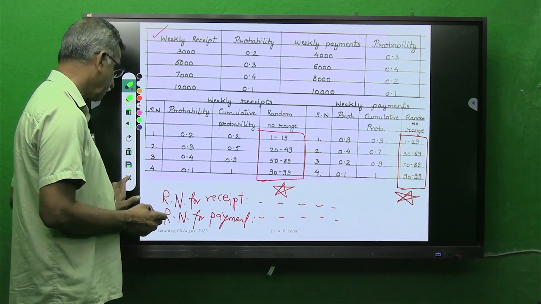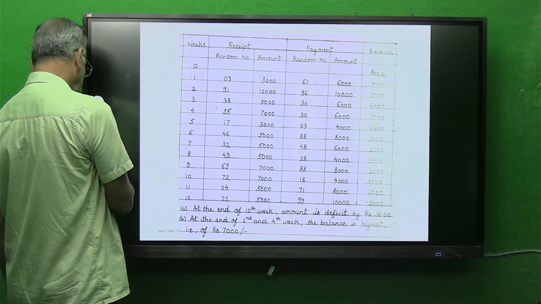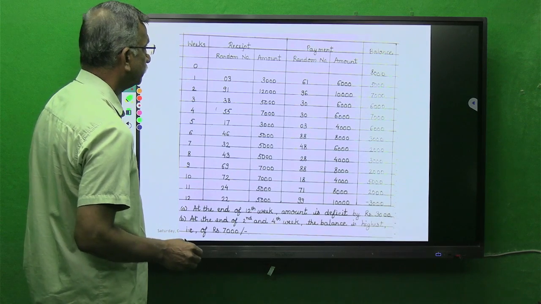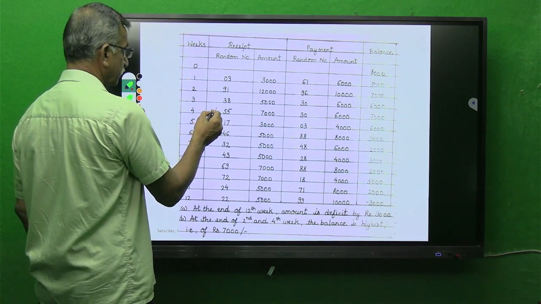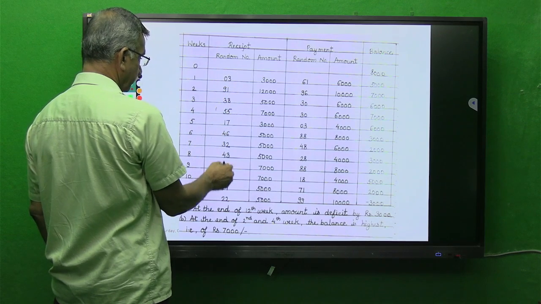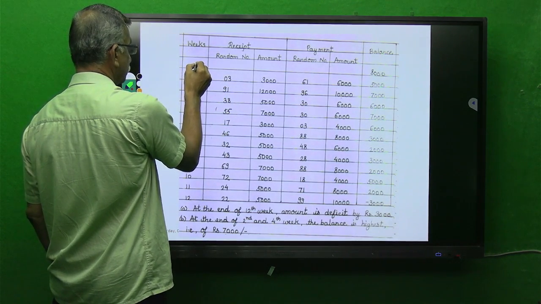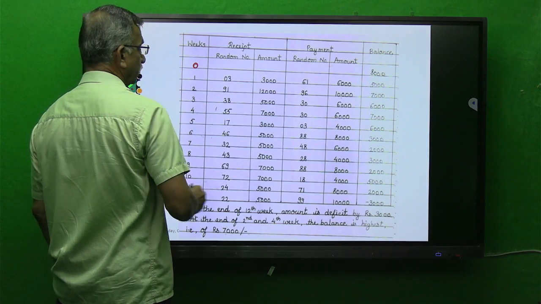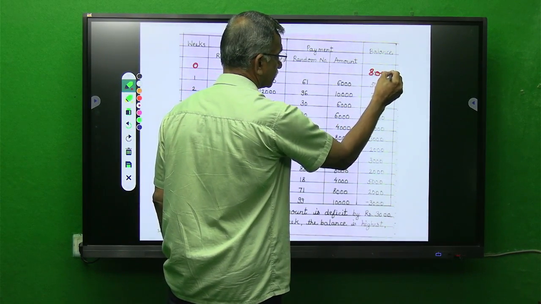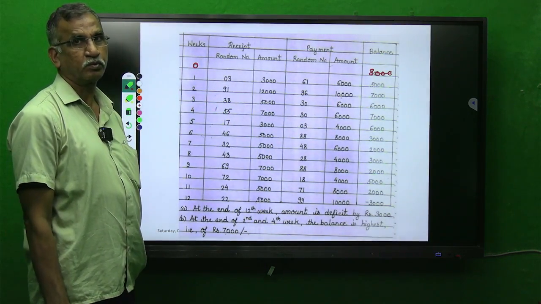So let's see further part. So here the entire problem is solved. I will explain the concept. Now we have selected the random numbers. This is the set of random number given. Receipt random number set is given in order. As I have said, for week 0, important is this is 8,000 opening balance. For week number 0, 8,000 opening balance.